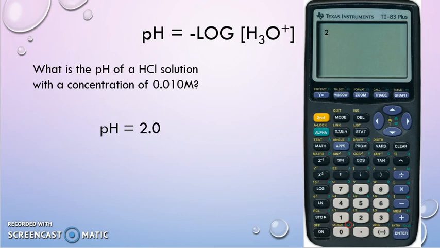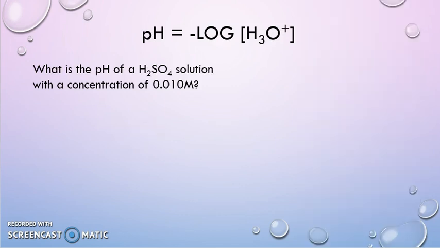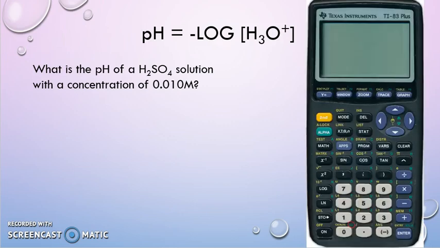Notice how many H's are in the formula of our acid. It's HCl, 1 H. So that concentration is completely okay to use, but that's not always going to be the case. Take a look at our second example. What is the pH of an H2SO4 solution with a concentration of 0.010 molar?